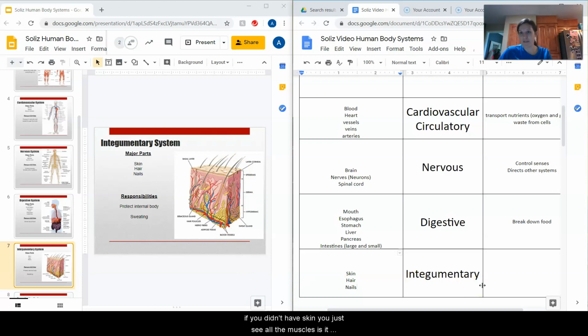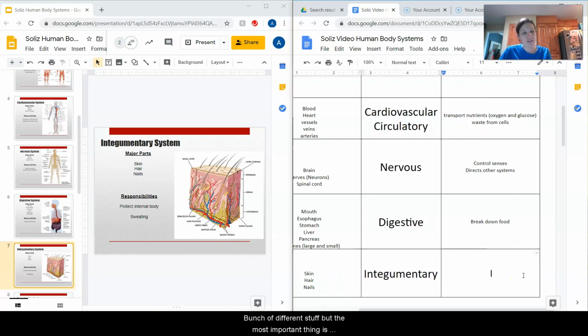Okay, so the thing about the skin is, besides making us look pretty, I mean, if you didn't have skin, you'd just see all the muscles. Why is it so important to have skin? Well, skin does a bunch of different stuff. But the most important thing is it's your primary defense against diseases. So it works very closely with the immune system, because if you ripped all your skin off and your body was constantly being exposed to all the pathogens, bacteria and viruses in the air, you would get sick, you would get infections, and that's what happens to people with fourth degree burns.